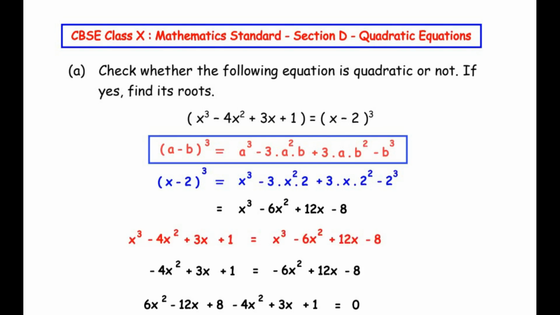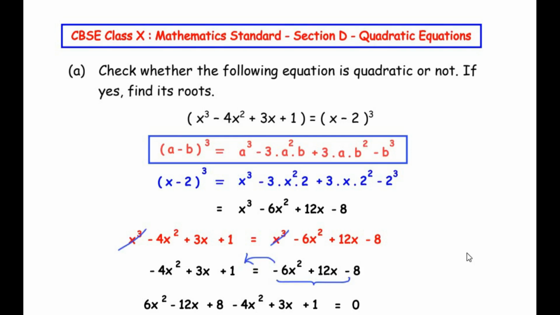So here x cube minus 4x square plus 3x plus 1 is equal to x cube minus 6x square plus 12x minus 8. Now we can cancel the x cube from both the sides of the equal to sign. So we are left with negative 4x square plus 3x plus 1 is equal to negative 6x square plus 12x minus 8. Now I'm going to take this right hand side on the left hand side.